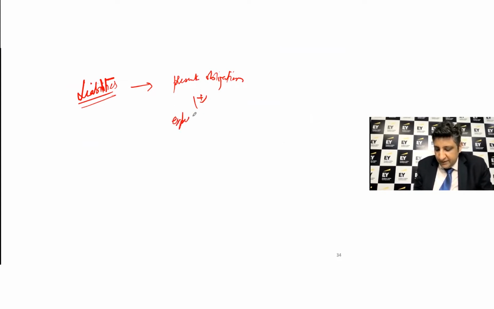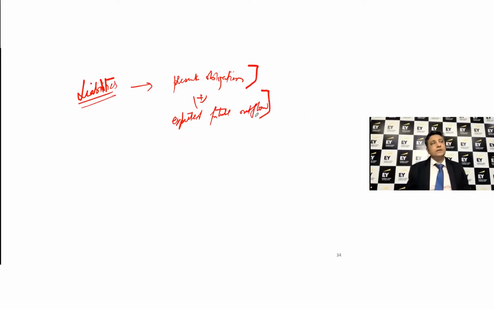The same way we talk about liabilities, where one is that there is a present obligation, and the other is the expected future outflow. Any loan that you have taken, any payment to suppliers, any warranty provisions, they all meet these attributes of present obligation as well as expected future outflow.